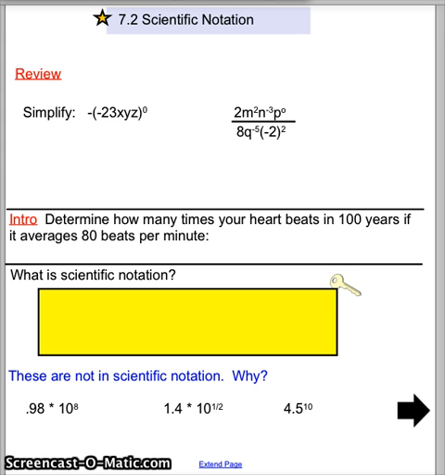So this first question, simplify negative 23xyz to the 0. Now, hopefully you recall, anything to the 0 power is 1. Now, this only applies to what the 0 is actually influencing. So here, that 0 exponent is influencing the parenthesis. So this entire parenthesis becomes 1. But we have that negative out front that is not a part of the parenthesis. So this whole thing actually becomes -1 for us.